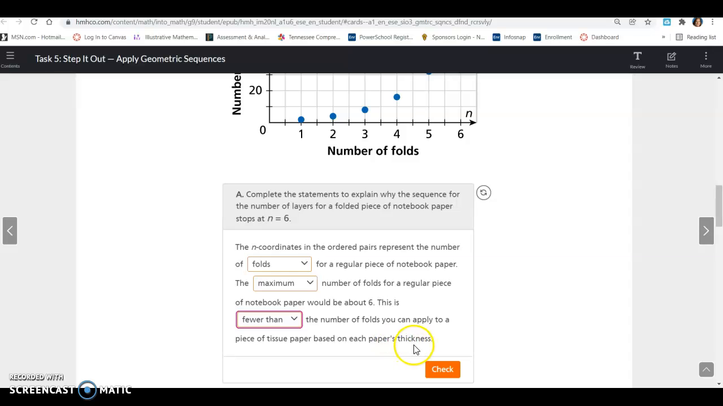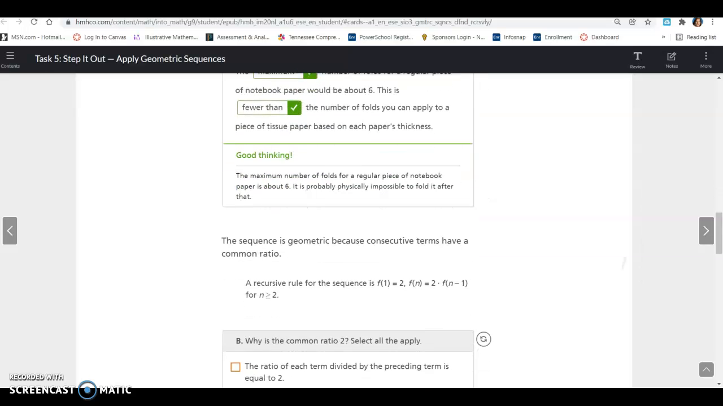So you know notebook paper is going to be a little bit thicker than tissue paper. Tissue paper is pretty thin and would probably fold easier. Not sure if you could fold it 12 times, but you should be able to fold it more than 6. So that's why it says folding a piece of notebook paper would be folded fewer times than tissue paper.